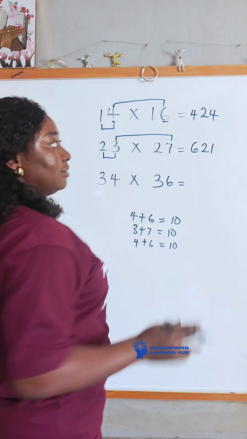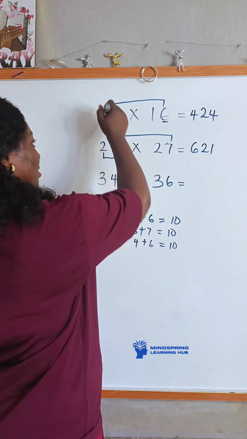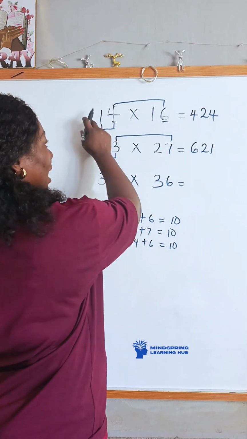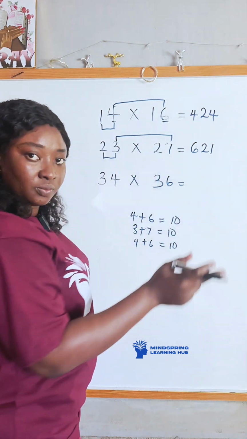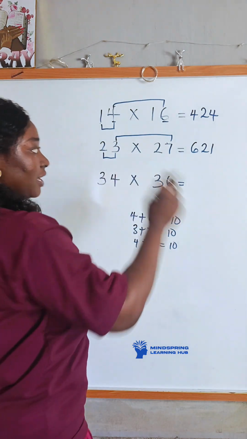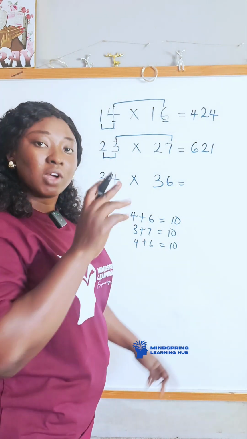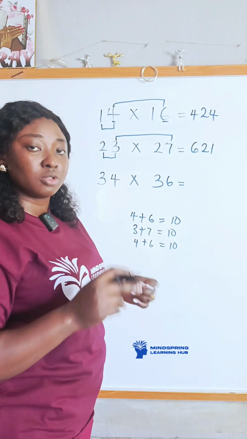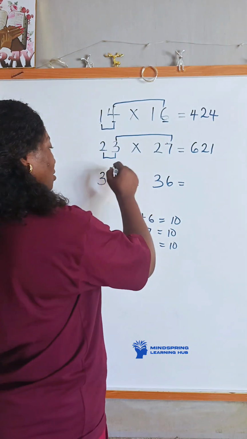Now, this we apply. Another step is, notice that the tens place values are the same. 1, 1, 2, 2, 3, 3. The tens place value must always be the same, and the ones place value for both of them must sum up to be 10. Now, let's do this together. I'm sure you can do it now.